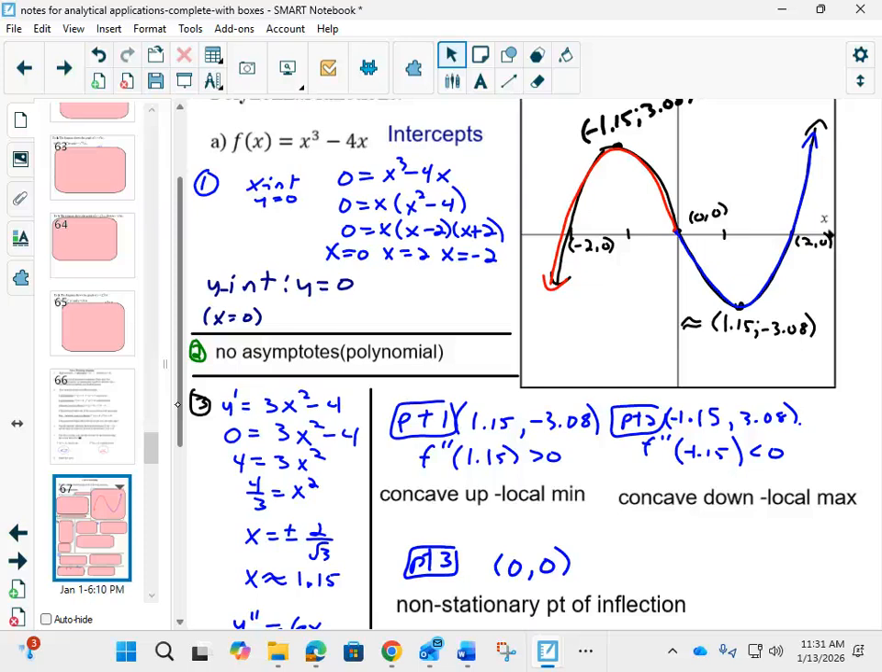I want you to do all the steps: find your intercepts, check for asymptotes, find your derivatives, do both number lines, find all your max, min, and inflection points. I would like you to do the second one on your own. I'll put the answer up in a second.